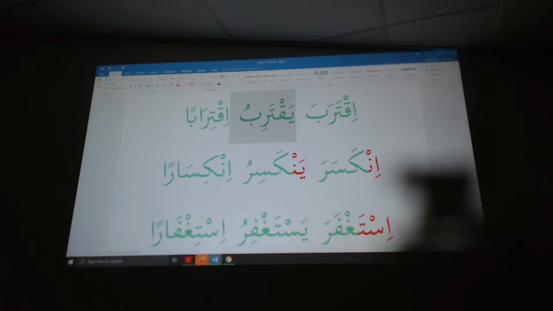Remember, let's do that in English. أنت لا تقترب. You one man, don't. So you one man, لا تقترب. Both of you men, لا تقتربا. All of you men, لا تقتربوا. You one woman, لا تقتربي. Both of you women, لا تقتربا. All of you women, لا تقتربنا. Which is finished.